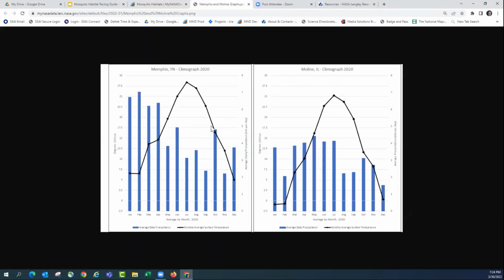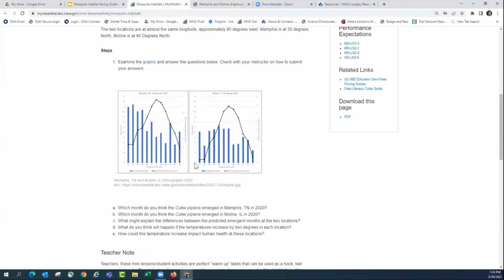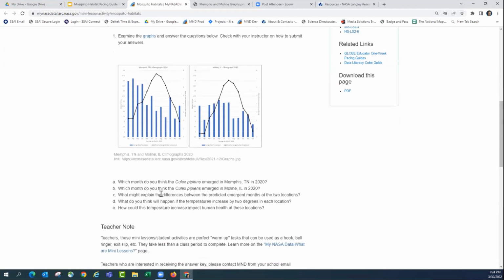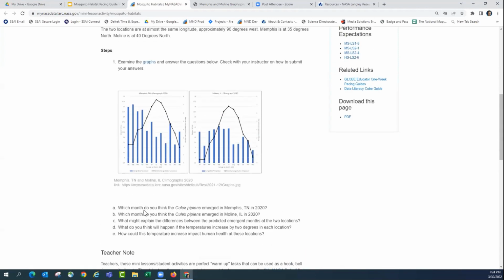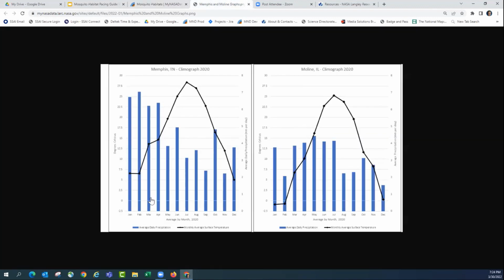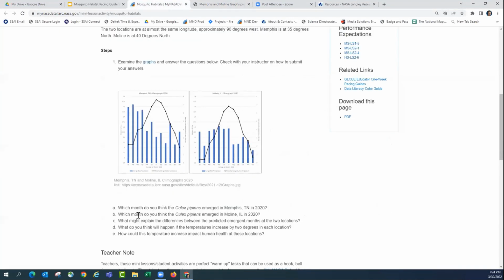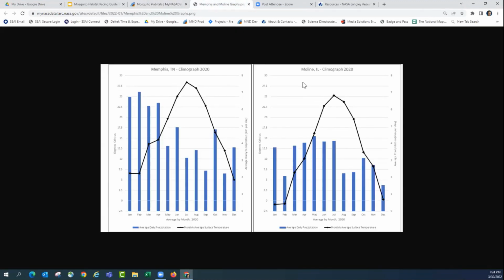And then they have the graphs here that they can look at, and there are just a few questions. The questions are, which month do you think the Culex pipiens emerged in Memphis, Tennessee in 2020? So we can look here, and when is it above 12.5? So we have March, and then the same for Moline, and we're all the way into May for Moline. And so then the question would be, what might explain the differences? Well, as I mentioned before, Moline is further north, so likely it is warming up later due to its location.